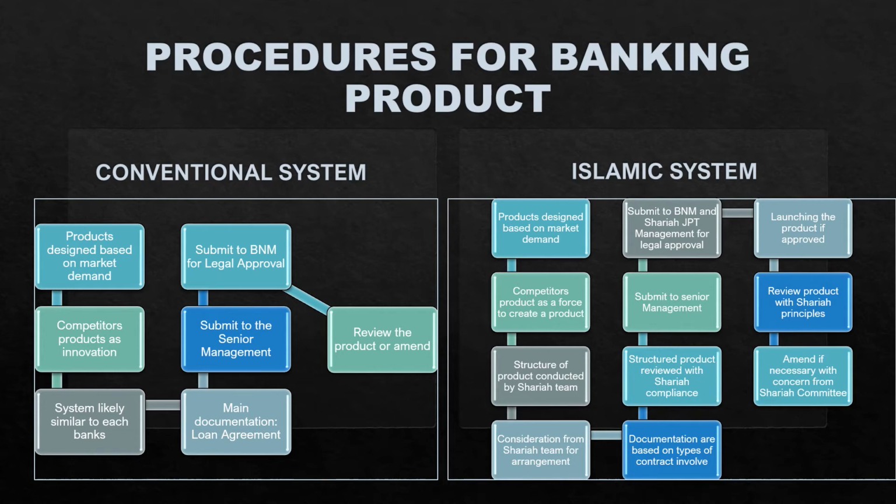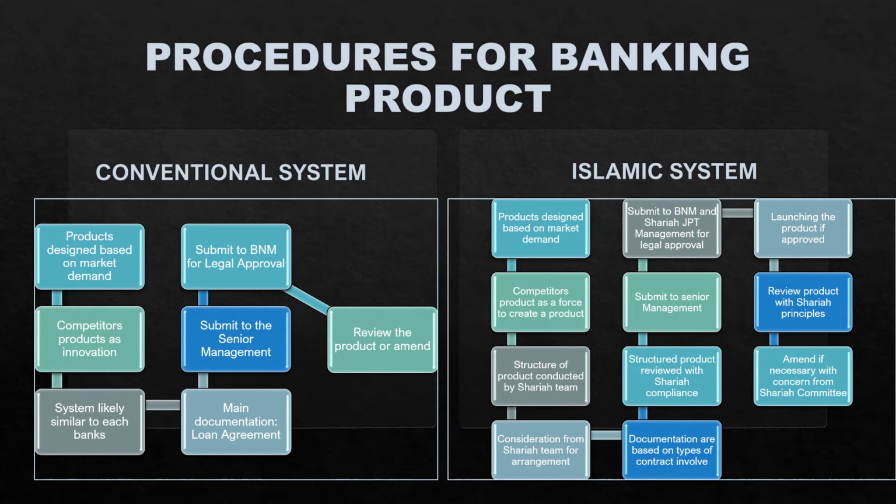Then, the structure of the products is handled by the Shariah team for correctness and related matters. Next, the arrangement of the structured product is considered by the Shariah Committee for judgment making and resolution of concerns. Their main documents depend on the type of contract chosen by the customer. The arrangement of the structured product is reviewed within the Sharia law, requirements and operations. Then, they will submit it to the senior management of the bank for review.